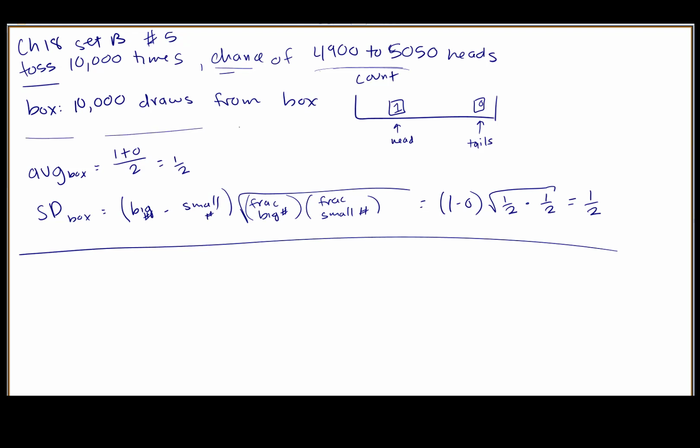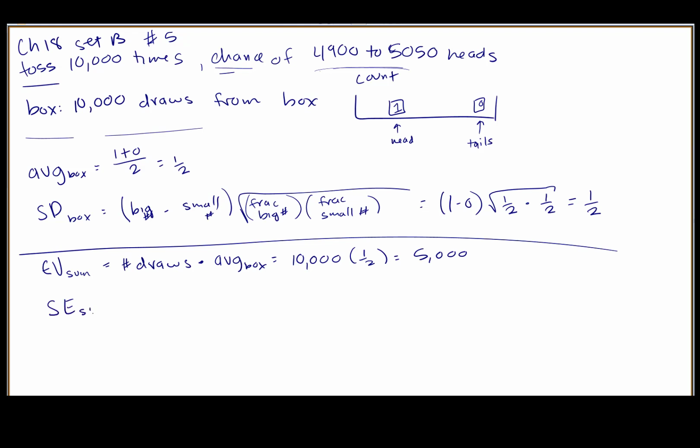So we found the average of the box and the SD of the box. Then we find the expected value of the sum, because the way we count is we draw 10,000 times and add up how many 1s we got. So we'll do the number of draws times the average of the box. Drawing 10,000 times with an average of 1/2 means we're expecting to get about 5,000. That makes sense, right? Heads and tails are equally likely, so we should get about half heads.